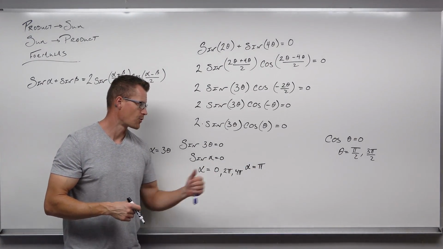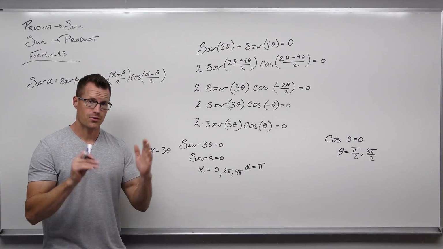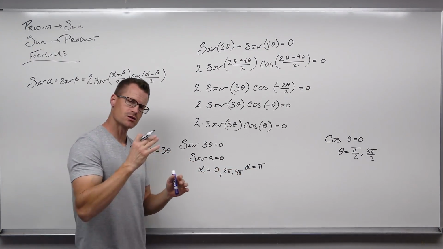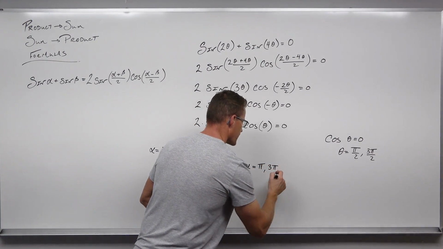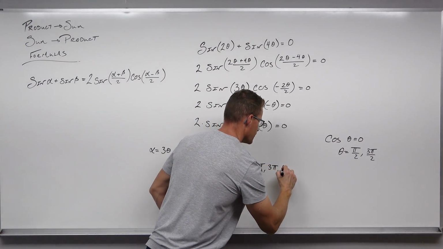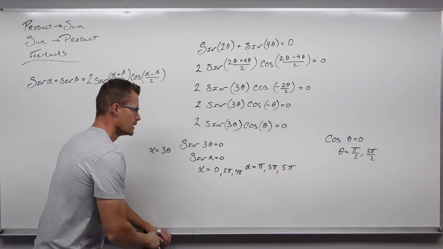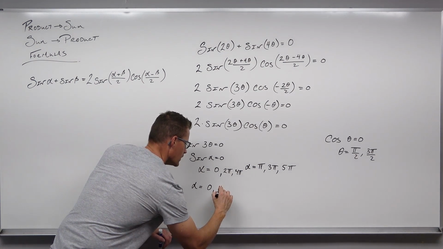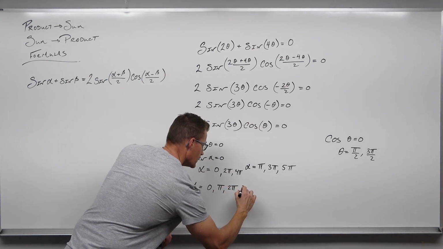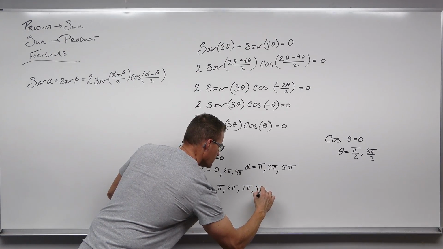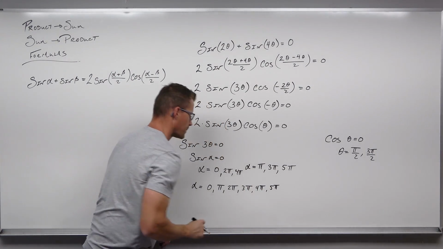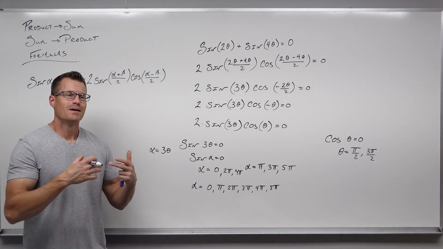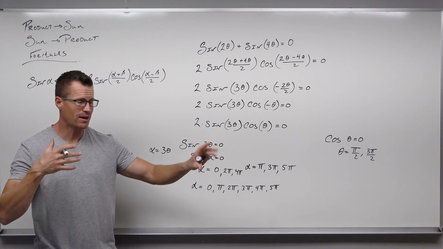How about for pi? Do the same thing. Remember that 3 of these periods are now going to fit in the original 0 to 2 pi. So I'm going to add 2 pi again. That's going to give us 3 pi. Add it again, you're going to get 5 pi. So we have 0, pi, 2 pi, 3 pi, 4 pi, 5 pi. Those are all the solutions, way more than 2 pi right now, for alpha.